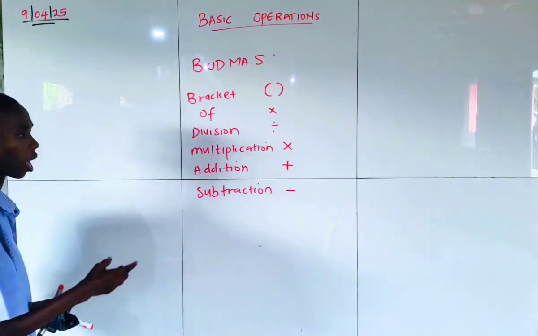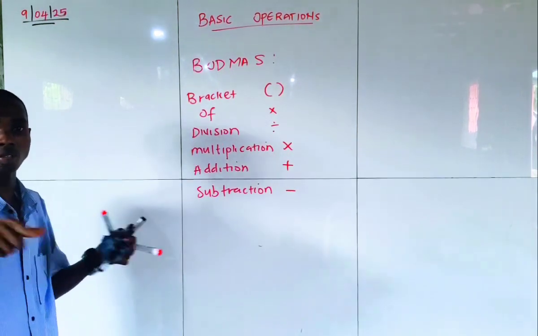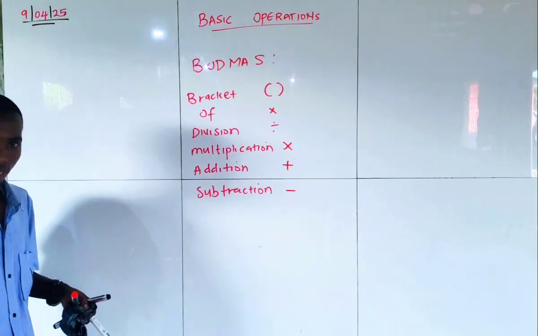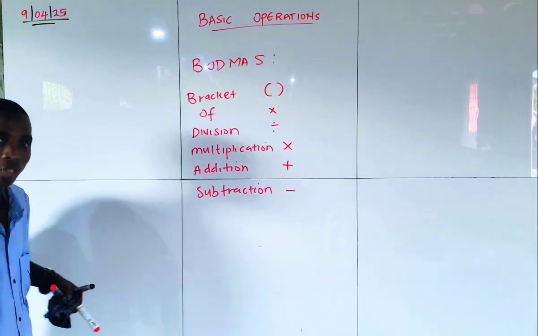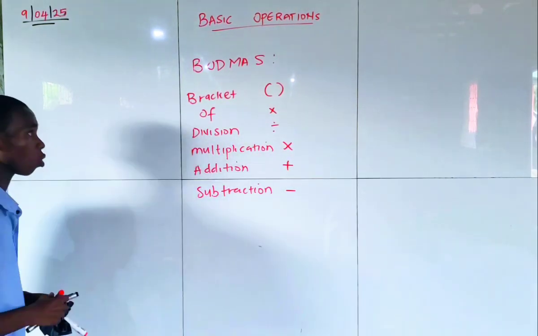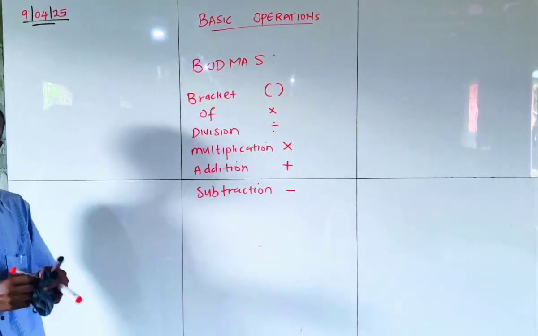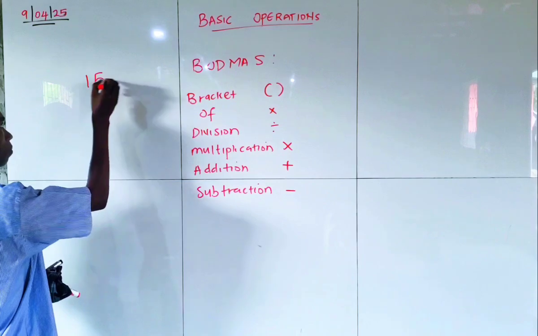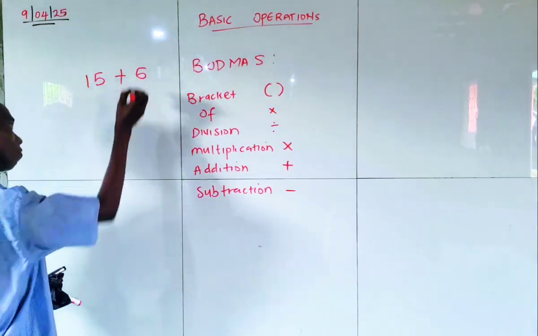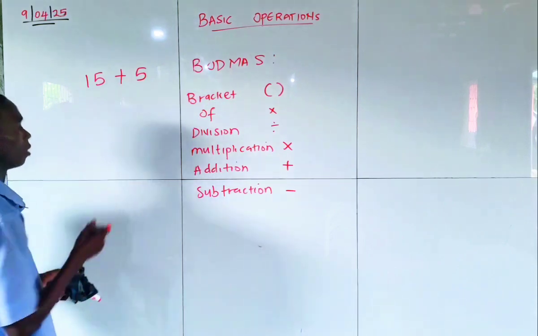Now, if they're asking us to add, it means just putting two numbers together and then counting all the numbers at once, and then you get your answer. It is very simple. It's not something that you need to crack your brain over or think too much about. For instance, when you're given 15 plus 5, I don't know why I like using 5, but let's use it. So now 15 plus 5.